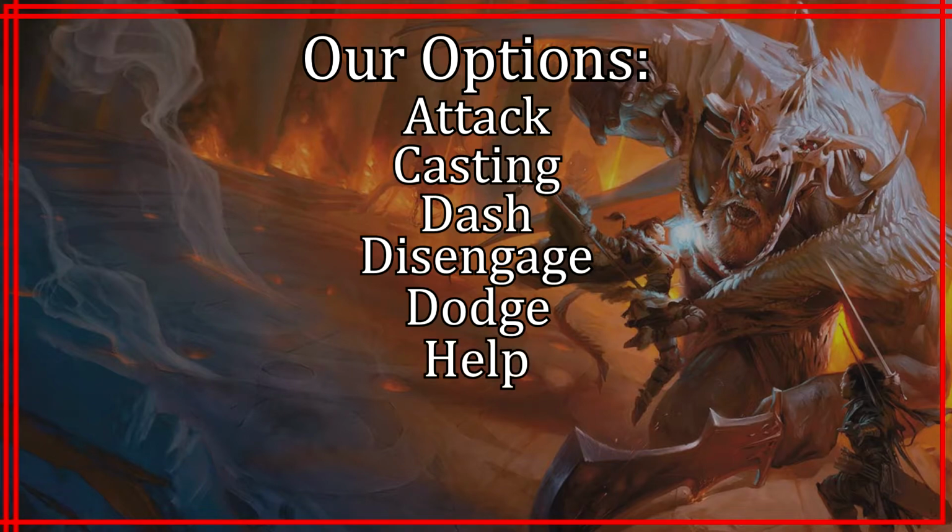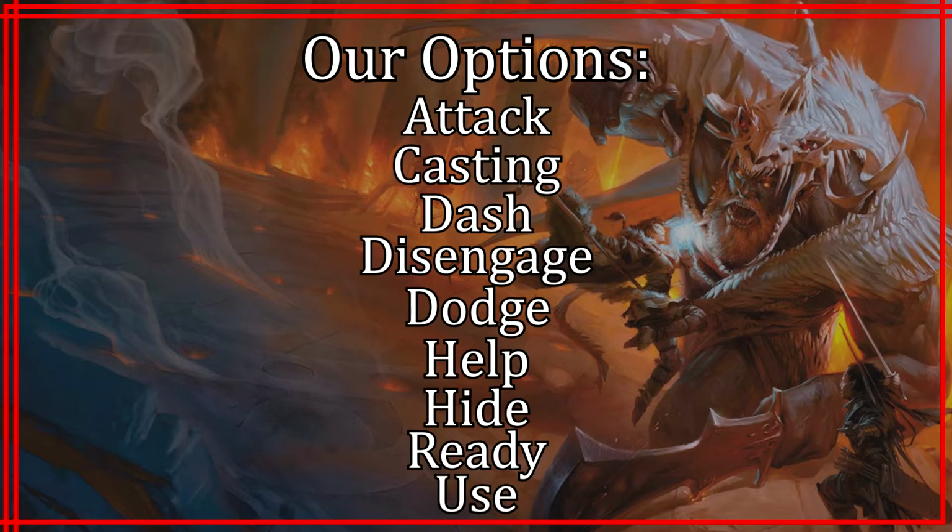Helping, to grant an ally advantage on their action. This action is not entirely restricted to combat. Hiding allows us to enter stealth, a favorite among rogues. Readying another action allows us to specify an action to trigger as a reaction after this turn. And finally, using an object. This can include drinking a potion or perhaps firing a ballista. A number of class features also rely on using our action.